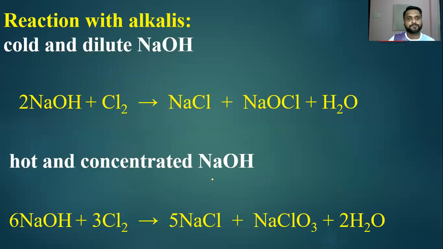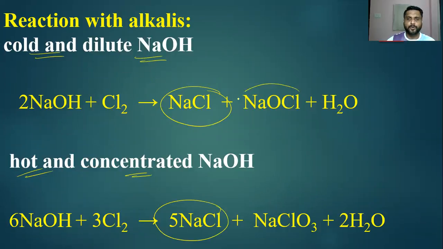Next, the reaction of chlorine with dilute and cold sodium hydroxide, and with hot and concentrated sodium hydroxide. See the products in both the cases. Sodium chloride and water are common. With cold dilute NaOH we get NaOCl, sodium hypochlorite, and here with hot concentrated NaOH we get NaClO3, sodium chlorate. Clear?